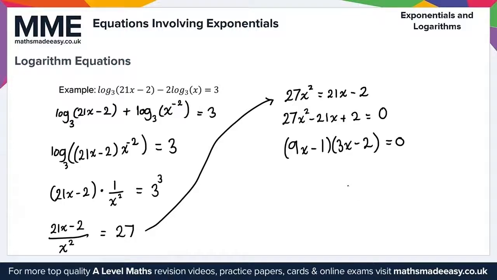So here now we obtain two solutions. One of the solutions is when 9x minus 1 is equal to 0. So that gives us 9x equal to 1. And in that case, x is equal to 1 over 9. Okay, so x is equal to 1 over 9. And our other solution here, we obtain when 3x minus 2 is equal to 0. So that means 3x is equal to 2. And in that case, x is equal to 2 over 3 there.